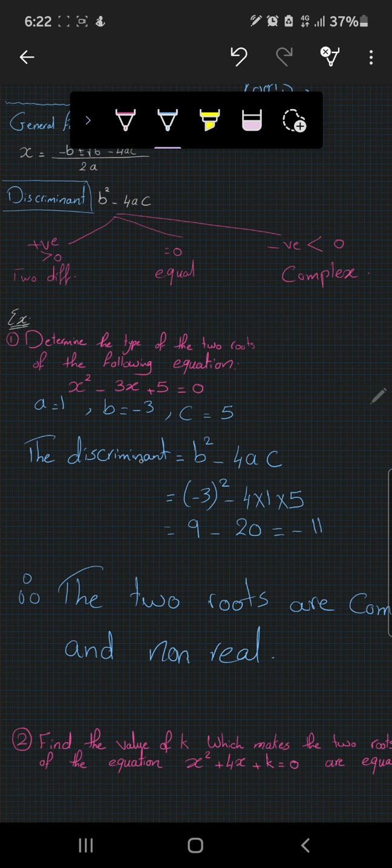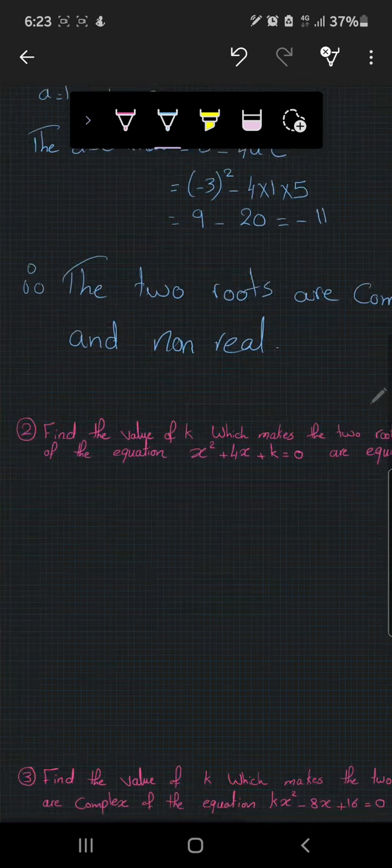Why? Because the result of the discriminant is less than 0. We said before, if the result is negative, or less than 0, it will be two complex roots. Okay.